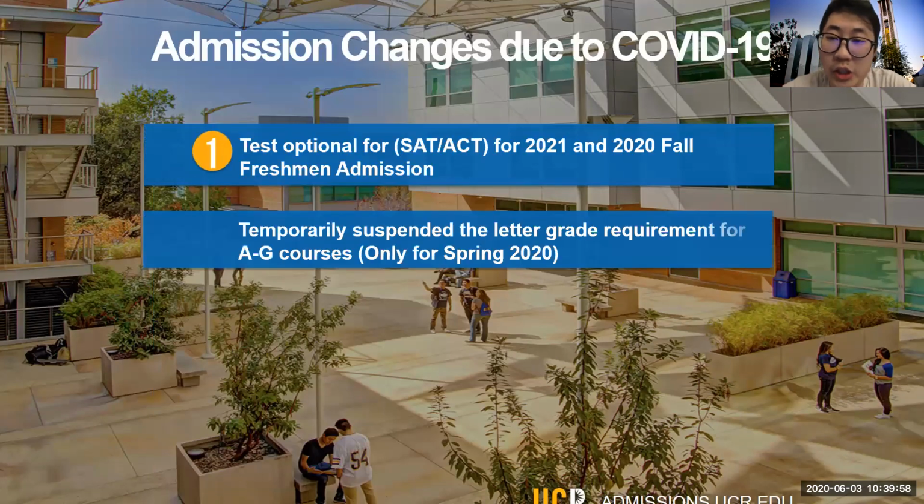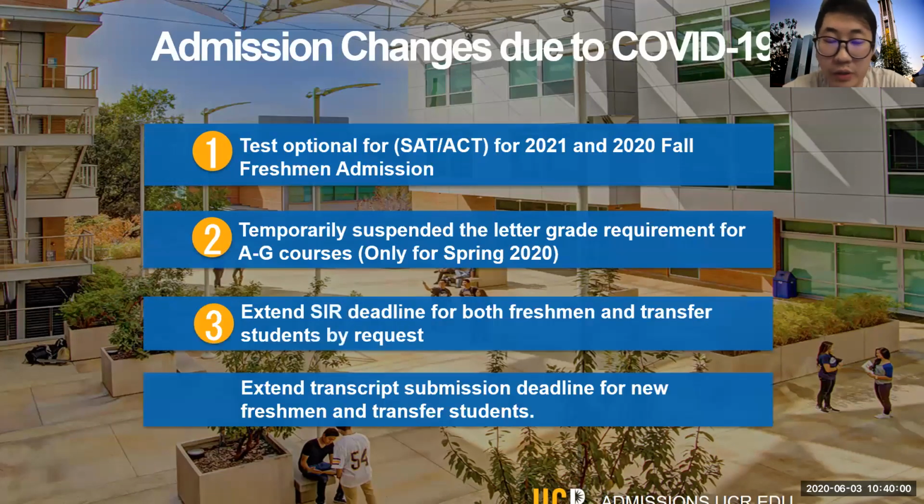So some of the other changes we made for the COVID-19 situation, like I said previously, test optional for 2021, 2022 fall, there's a typo here. And temporarily suspended the letter grade requirements for this quarter, spring quarter 2020, or summer as well. And we also extended our SIR deadline.